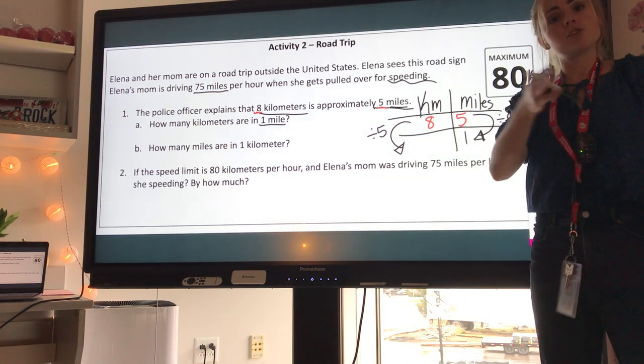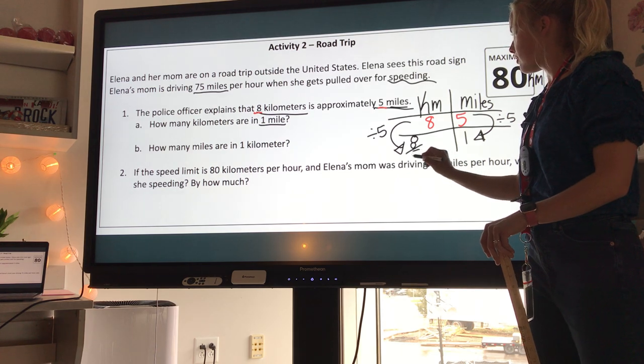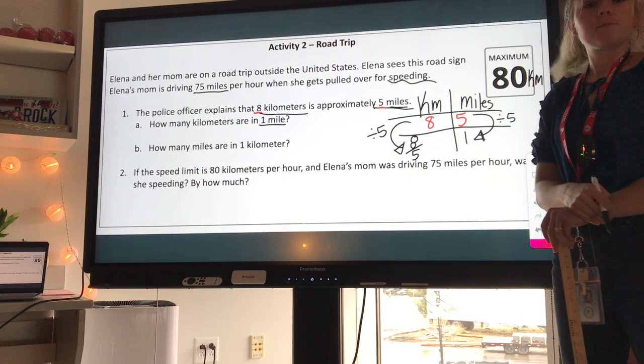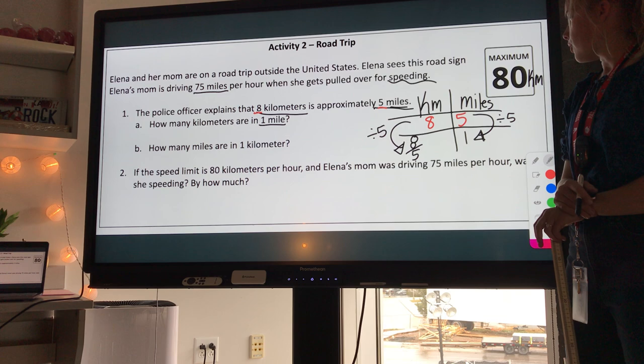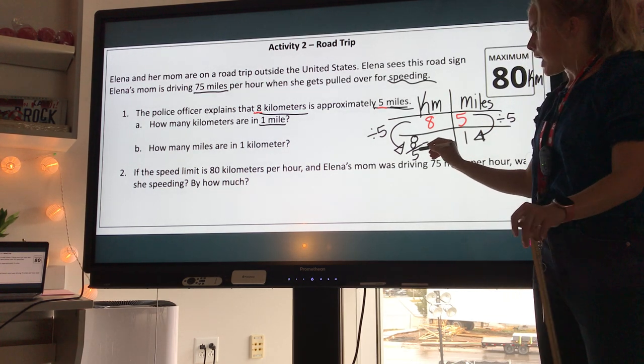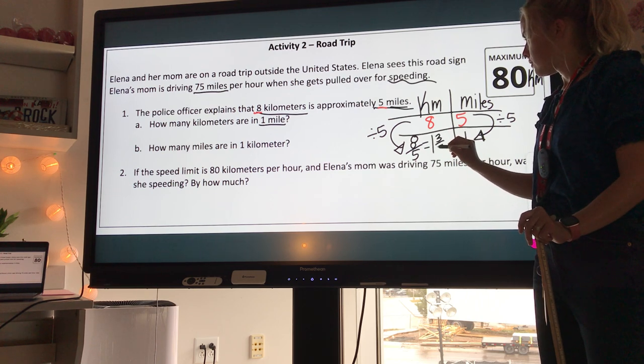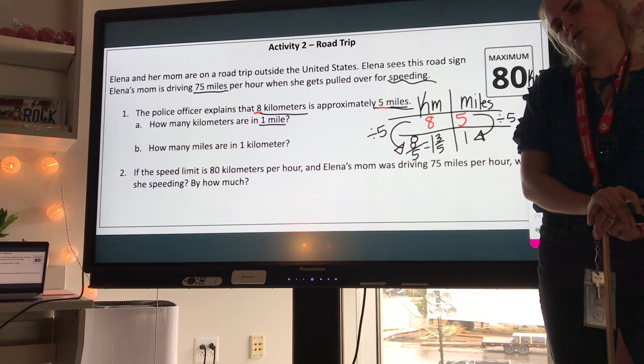8 divided by 5. Fractions mean division. So 8 divided by 5, I could write as 8 over 5, 8 fifths. Okay? So that means 1 mile is about 8 fifths of a kilometer. I'm going to convert this. I know 5 goes into 8 one time with 3 left over. So I could write it as 1 and 3 fifths.